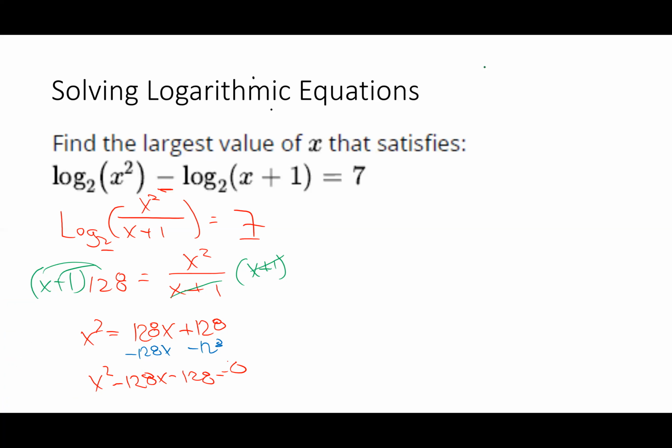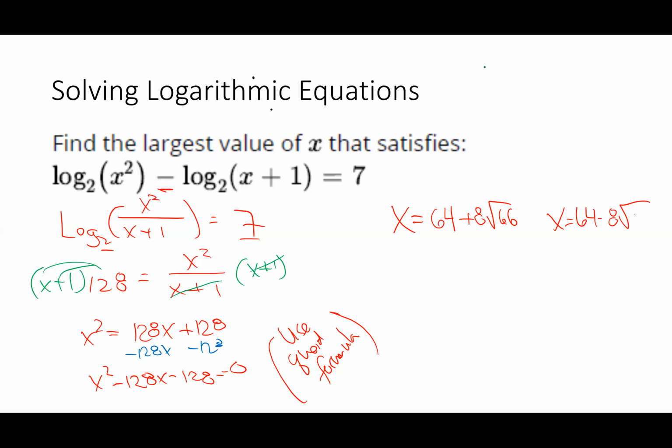from here, you're going to either utilize the quadratic formula or factoring. I'll tell you right now, we're definitely going to use the quadratic formula. I'm going to leave those details to you. Now, when you use the quadratic formula, you're going to come out with two things. You're going to have 64 plus 8 square root of 66 and 64 minus 8 square root of 66.